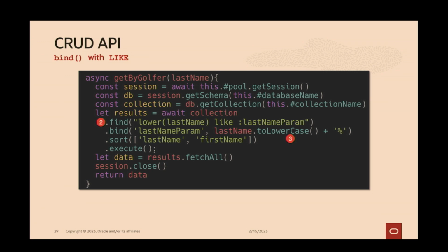Why? Because it's in JavaScript. We're dealing with JavaScript then, not MySQL. So here we're saying the last name parameter is the last name value passed in to lowercase, and when you append a percentage sign on the end, so we get it. So that's how it becomes a like statement.